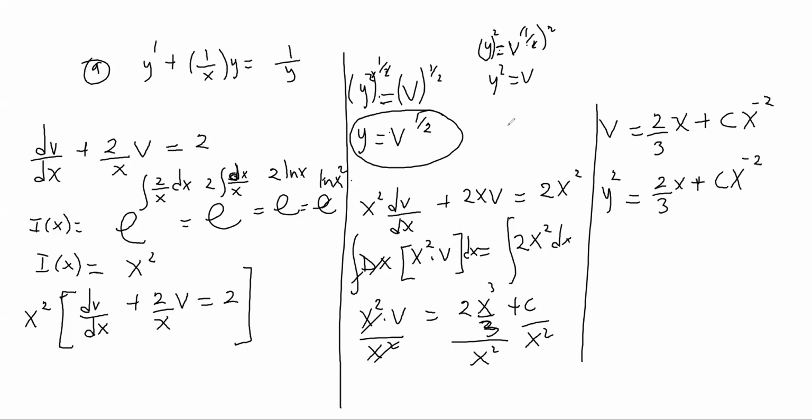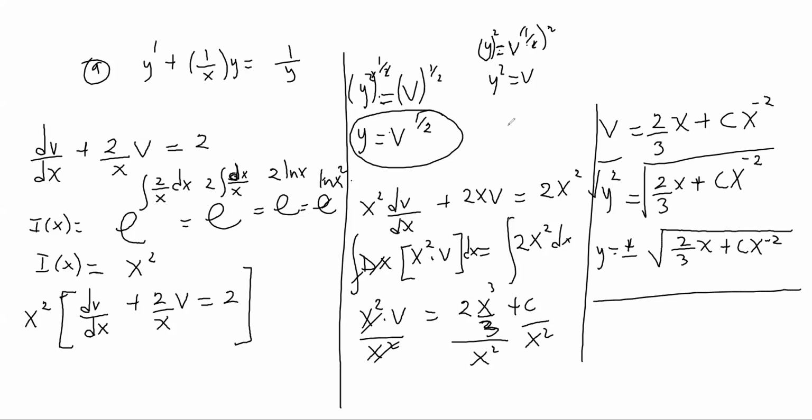So what I'm going to do, I take the root on both sides. So y will be equal to plus or minus the root of 2 over 3 x plus c x raised to the negative 2. And this becomes our solution.